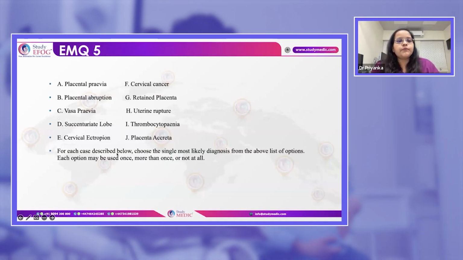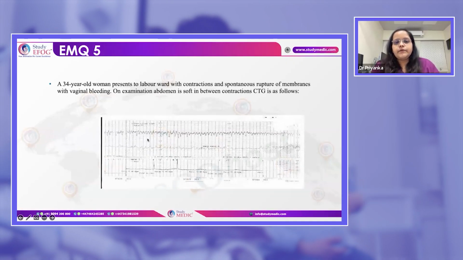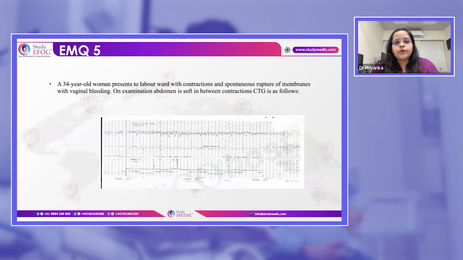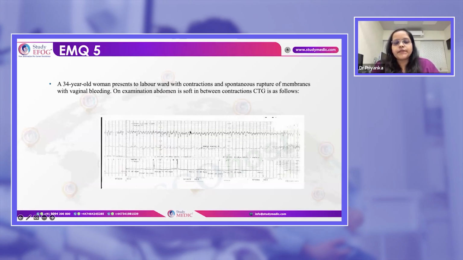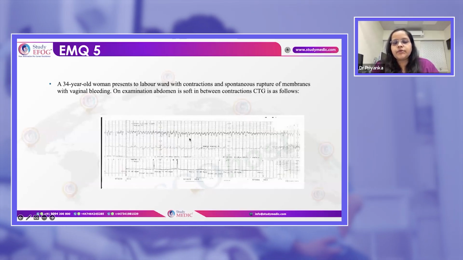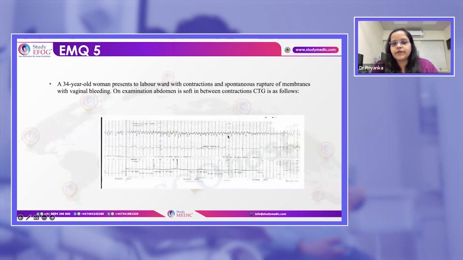Now here again, what is the most likely diagnosis? You can see the CTG here, where there is a 34-year-old woman who presents to the labor ward with contractions and spontaneous rupture of membranes with vaginal bleeding. So she came in labor. There was SROM, and after the rupture of membranes, there was vaginal bleeding. On examination, the abdomen is soft in between contractions. Here you can see on the CTG the baseline of the fetal heart rate is not maintained, and it is like a sinusoidal pattern, okay, which is seen in case of fetal anemia.